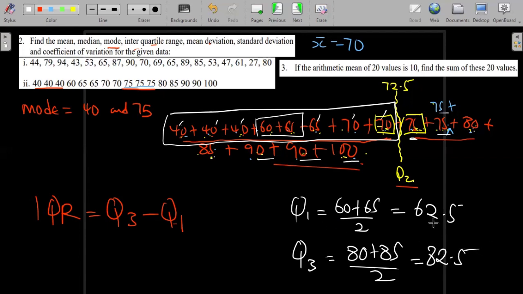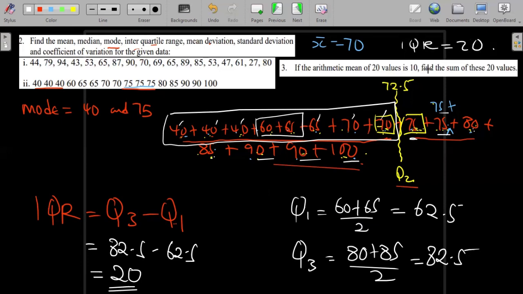Okay, so it means my Q1 is this and my Q3 is that. So we can find the interquartile range. The interquartile range will just be Q3, which is 82.5, minus Q1, which is 62.5. When we subtract these, what are we going to get? 82.5 minus 62.5, I'm going to get 20. Okay, so 20 is our interquartile range. So we found the interquartile range there.